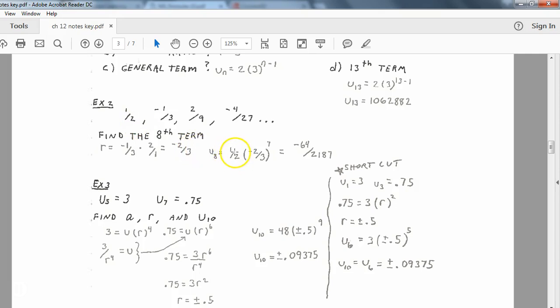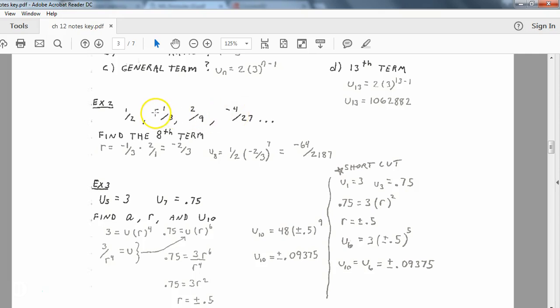So that can go in. We know for the exponent, we're going to have 8 minus 1, so we're going to do this to the 7th power. But as far as the common ratio goes, this one is a little less obvious as far as what we're doing to get the next term, or what we are multiplying to get the next term.